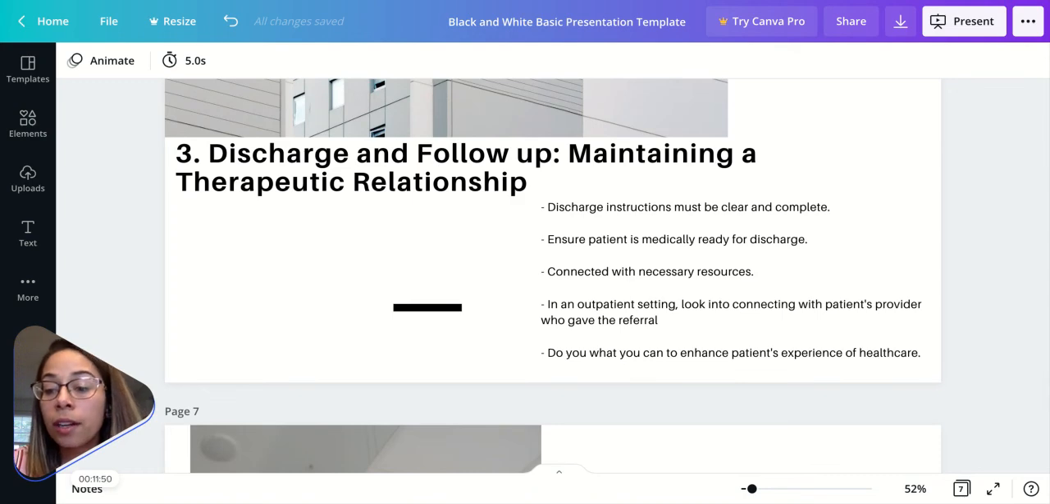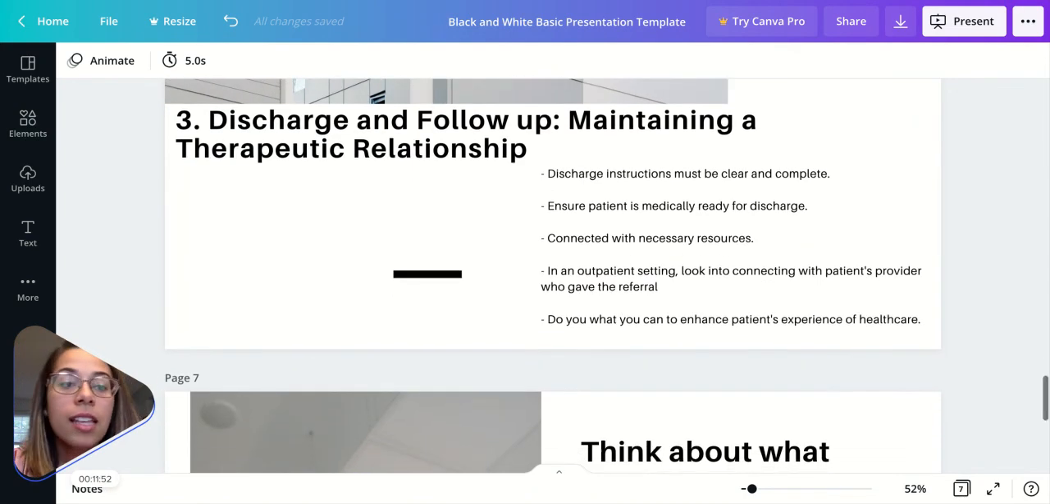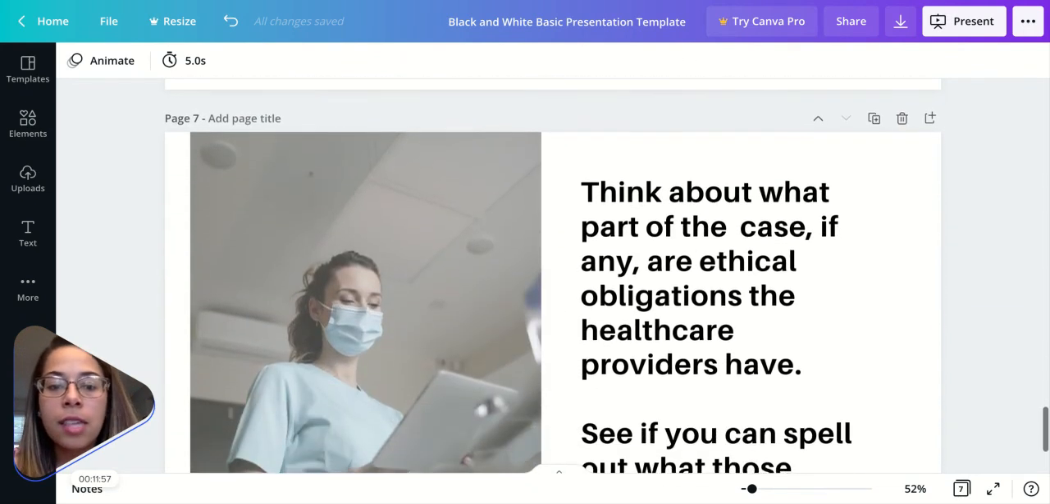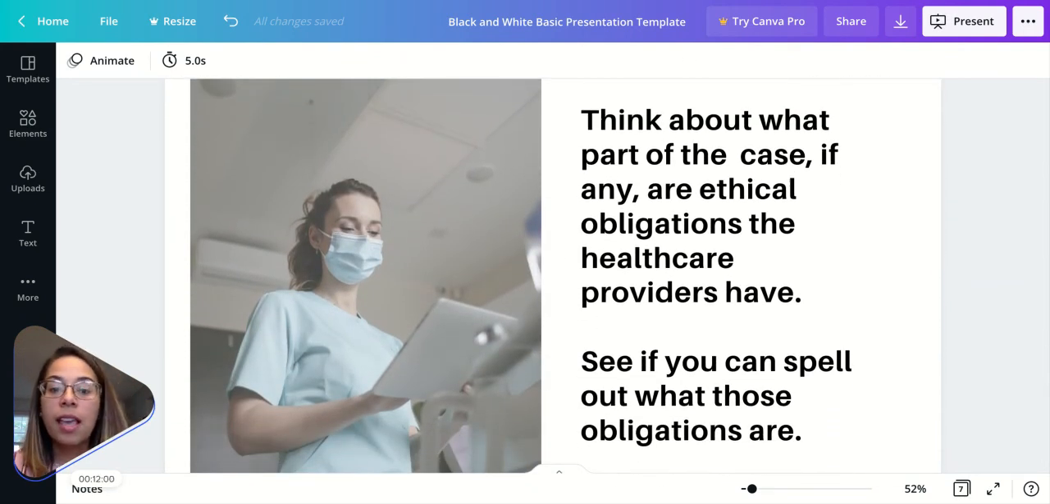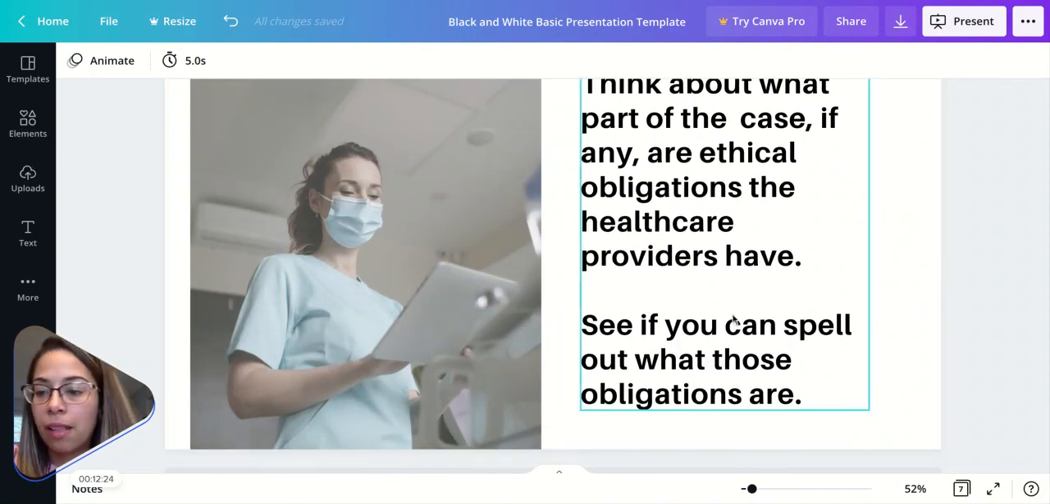So this week, we're going to be doing an ethics case study, your second ethics case study. So when you're looking at that case study, think about what parts of the cases, if any, are ethical obligations that the providers actually have. And see if you can, based on this week's reading, spell those out and say, these are obligations that the physician had, these are obligations that, in general, the healthcare team had, and see if you can spell out what those obligations are in the ethics case if it applies.